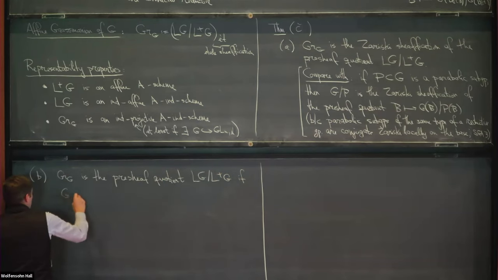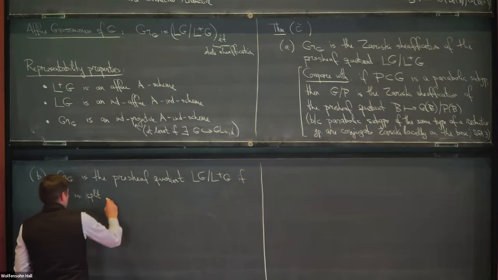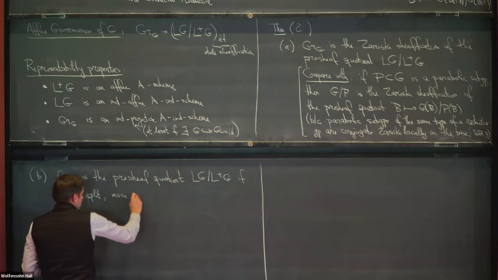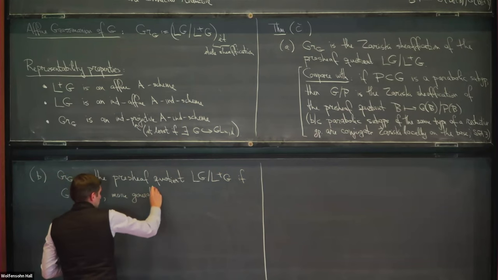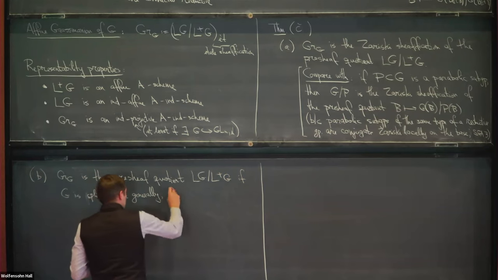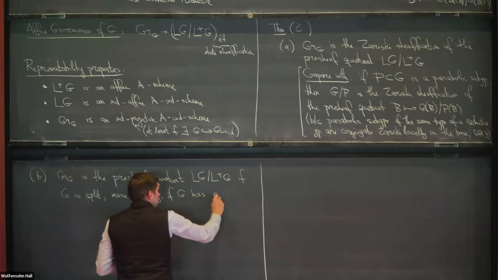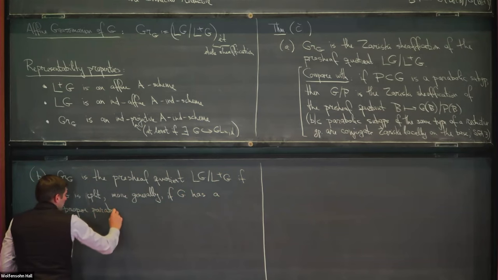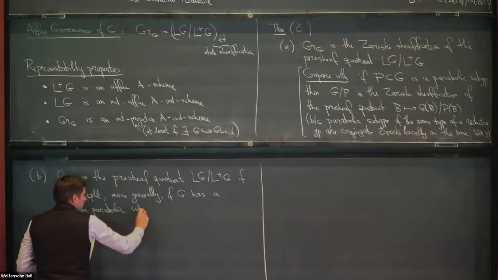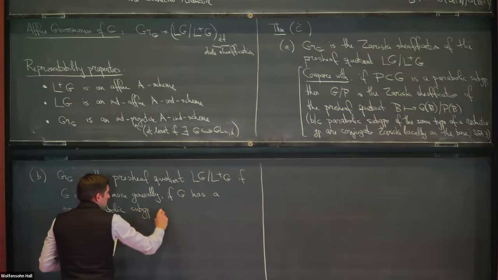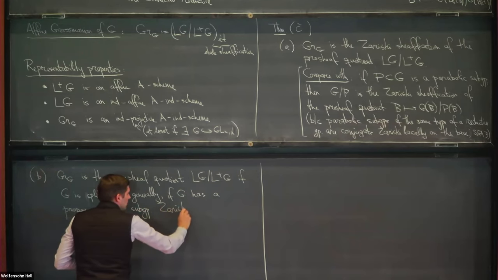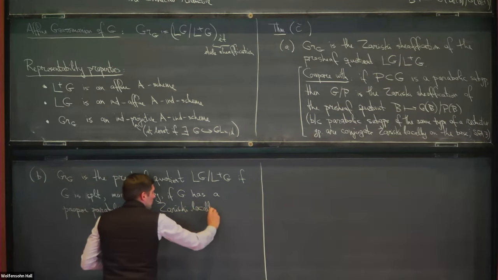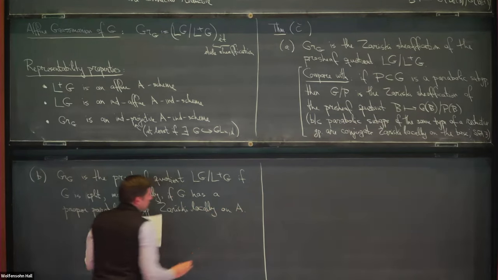if, for example, G is split, or more generally, (splitness is far from optimal) if G has a proper parabolic subgroup Zariski locally on A. So as long as it's not anisotropic, then this is okay.